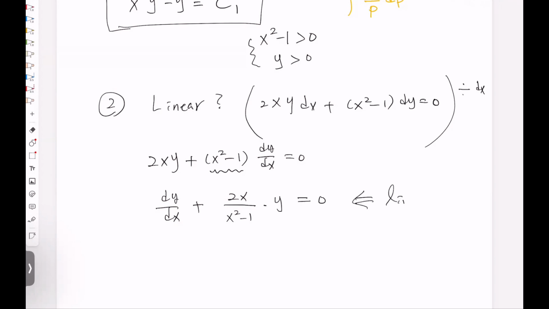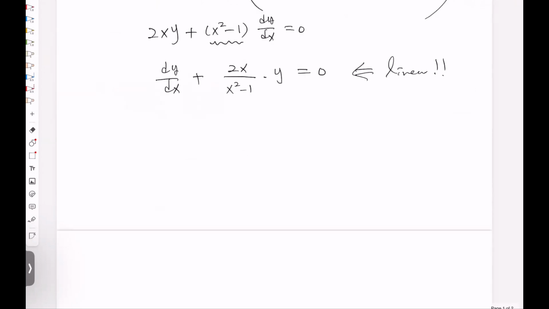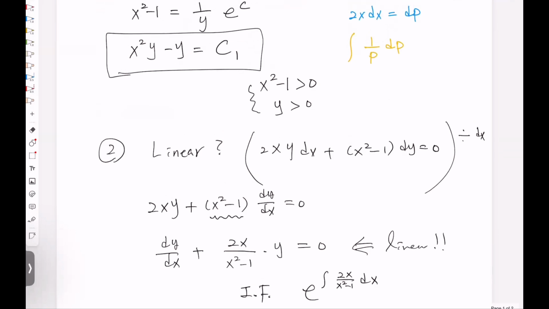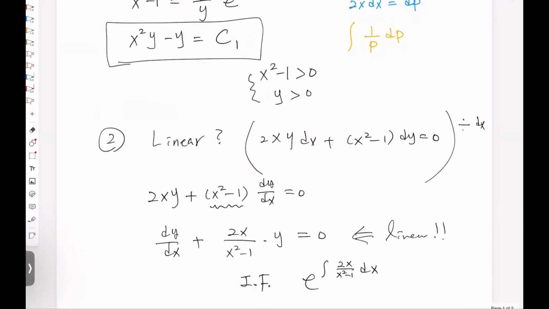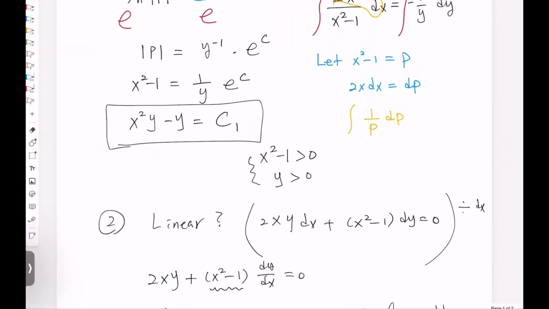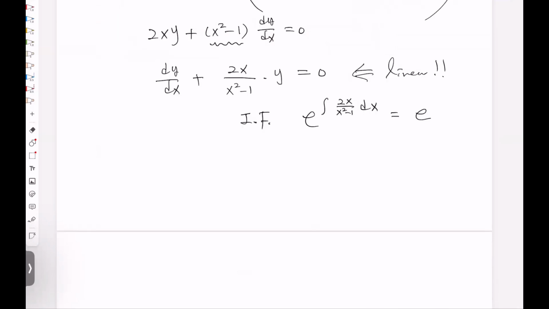And this is linear. Now, we need to find the integrating factor, right? The integral of 2x over x squared minus 1 dx. And we know the integral of 2x over x squared minus 1, from here, is e to the integral of 1 over p dp.